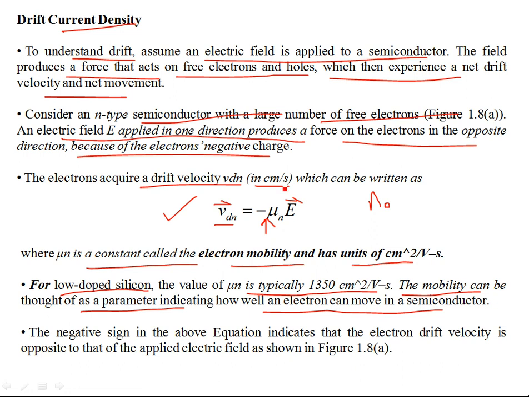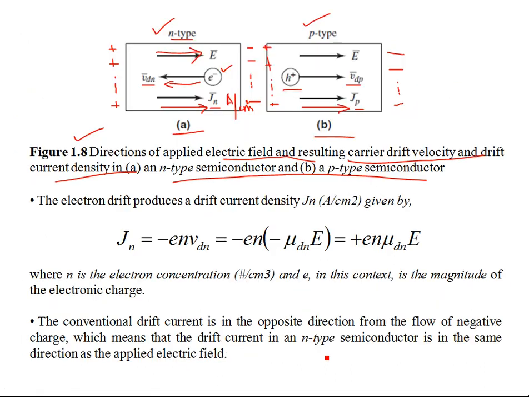Okay, so the only difference between the N-type and P-type semiconductor drift velocities is the direction of the drift velocity, because of the opposing charge. So the negative sign in the top equation, for the N-type material, indicates that the electron drift velocity is opposing that of the applied electric field, as shown in figure 1.8a.